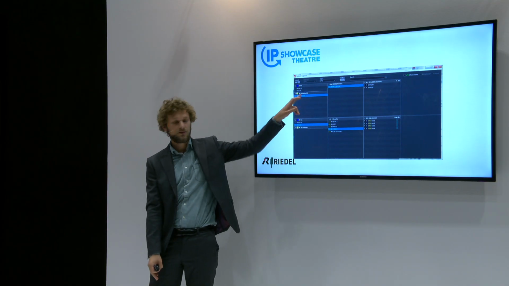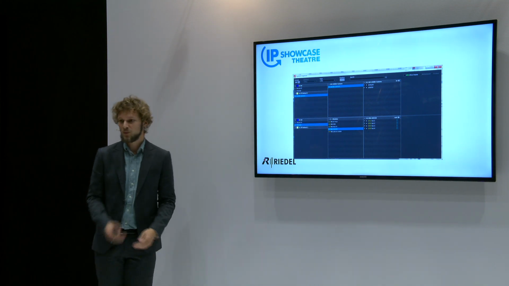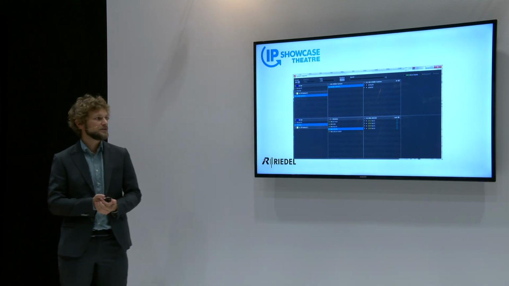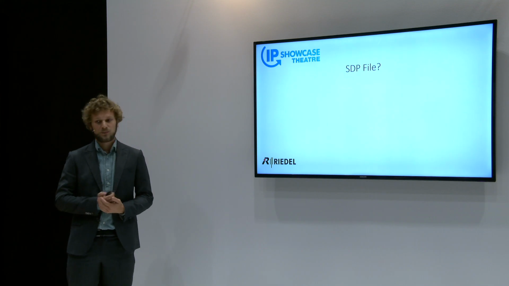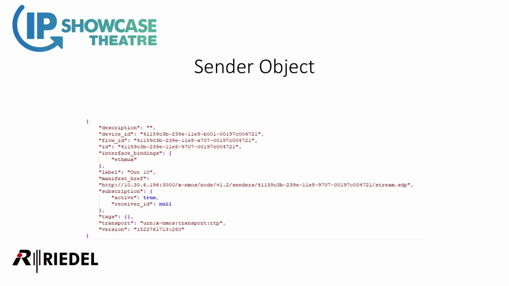So here we have a user interface listing the Grass Valley camera with the capabilities it has, the different flows it offers. But how to get the SDP file for the connection management? If we look at the sender object, each sender object contains a link, a reference to the SDP file. And this is how we can then, as a control system, pull the SDP for each sender of the devices.